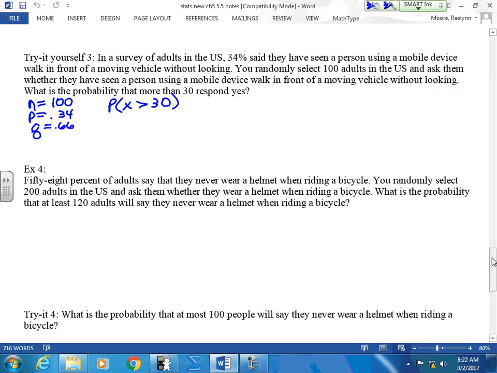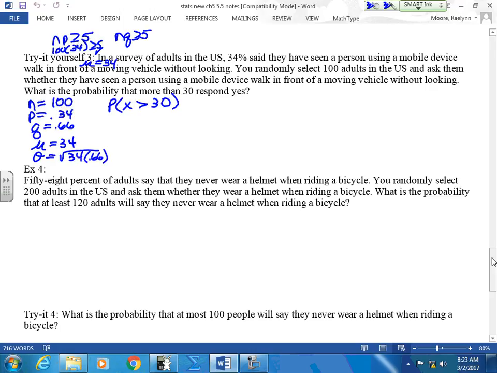I'm going to test in a second. We have a binomial. We have a question that they're asking us. Chris says I forgot to test, so let's test. So do we pass the test? 100 times 0.34. This is nice. Yep, this passes. So what is my mean? 34. So my standard deviation will be the square root of 34 times 0.66.